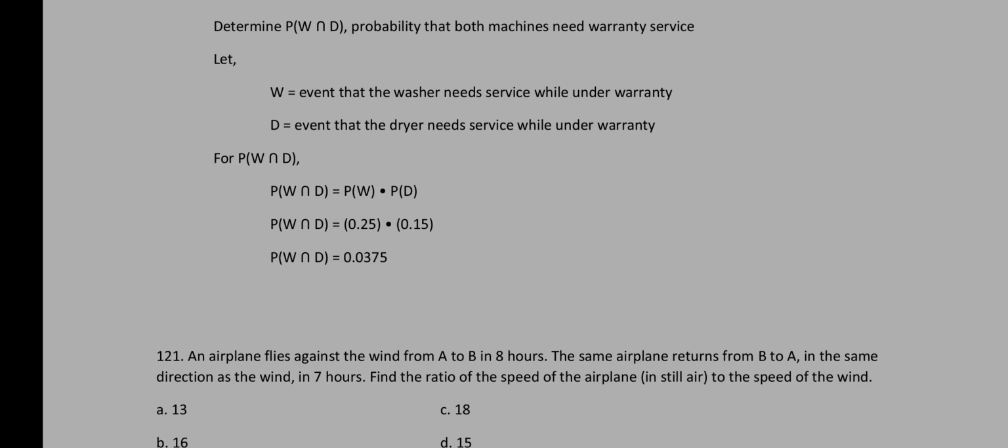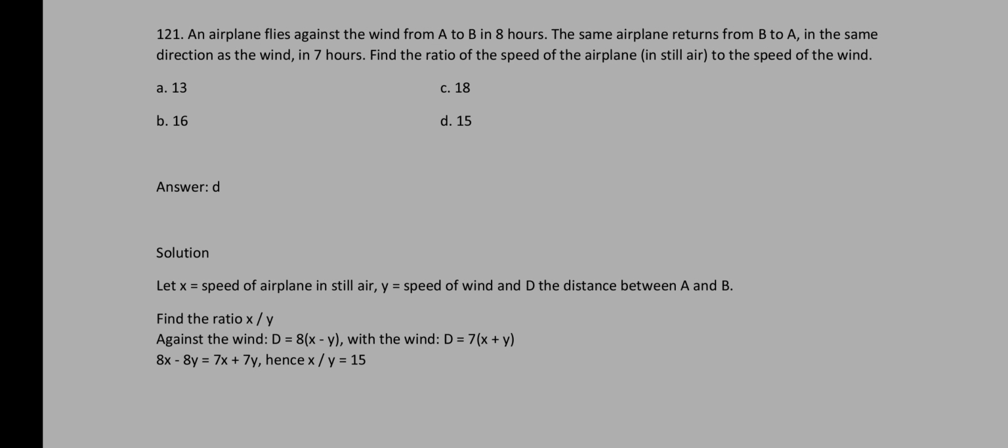Next, number 121. An airplane flies against the wind from A to B in 8 hours. The same airplane returns from B to A in the same direction as the wind in 7 hours. Find the ratio of the speed of the airplane in still air to the speed of the wind. The answer is letter D, 15.